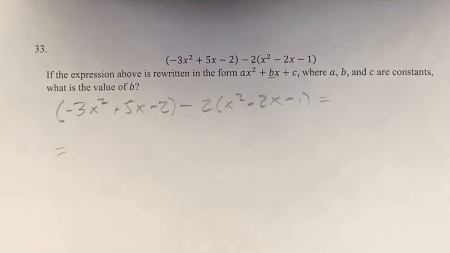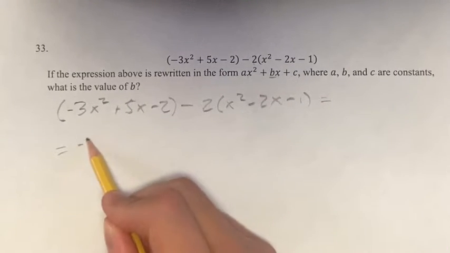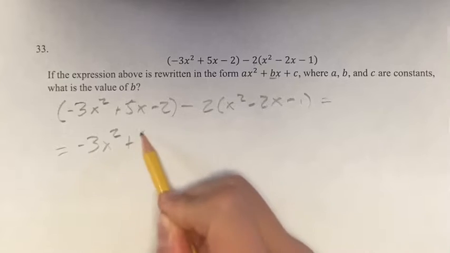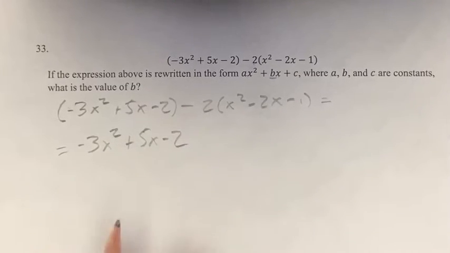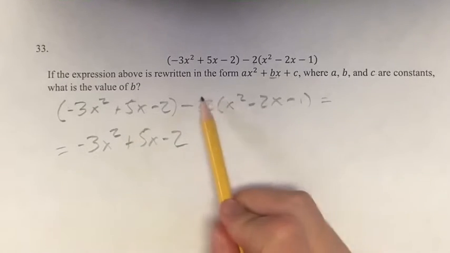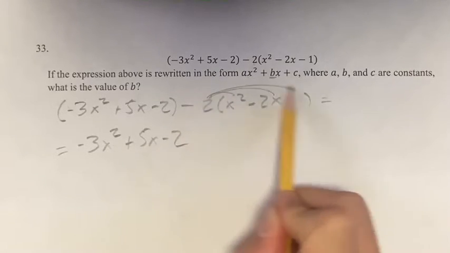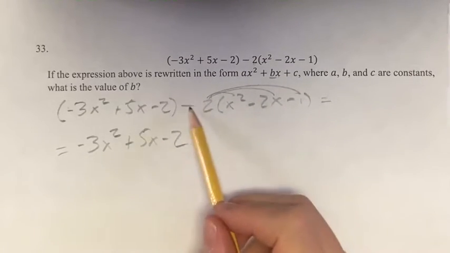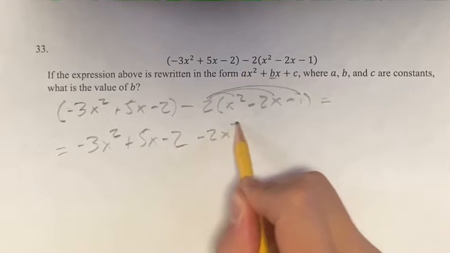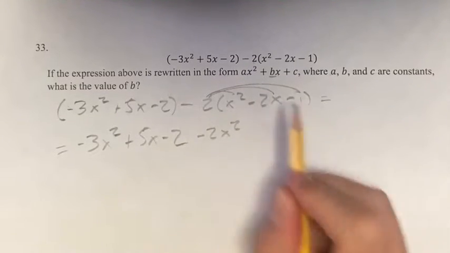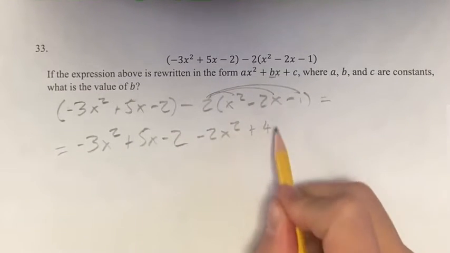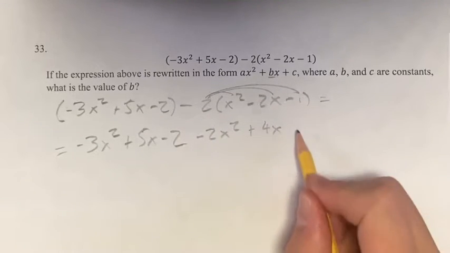So for this first parentheses, there's no coefficient in front, except an unwritten 1. So we don't have to do anything to that. We just write it as it is, drop the parentheses. But here we have to multiply each of these terms by the negative 2. So this is going to be negative 2x squared, minus 2 times negative 2 is positive 4x, and then negative 2 times negative 1 is plus 2.